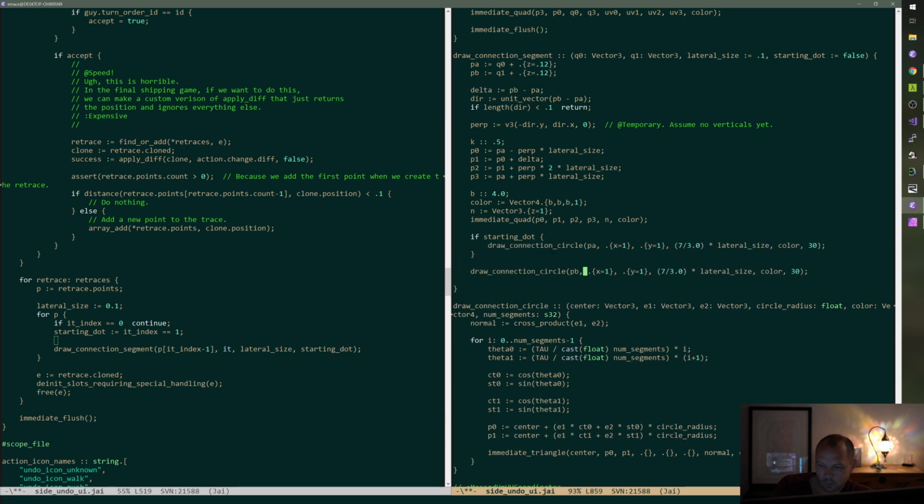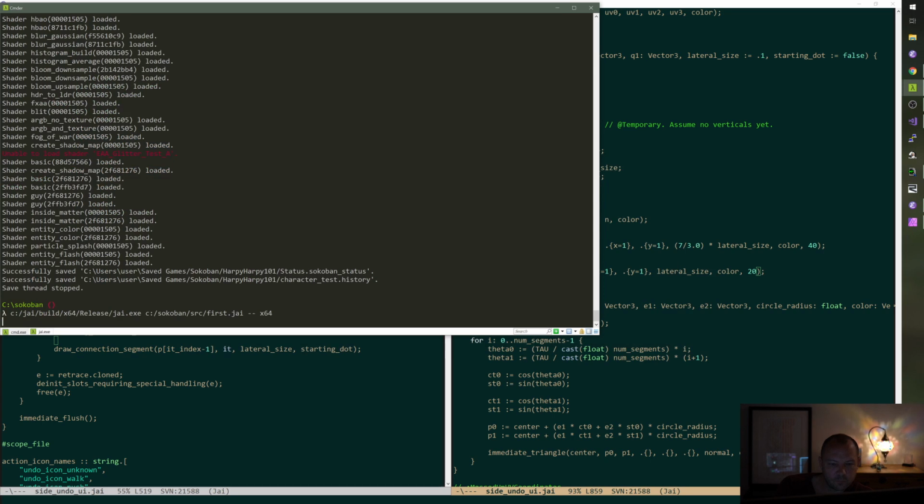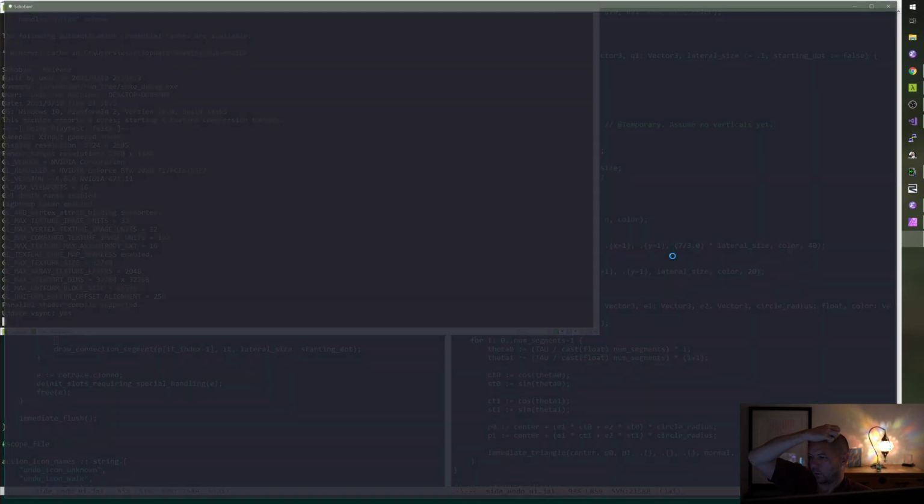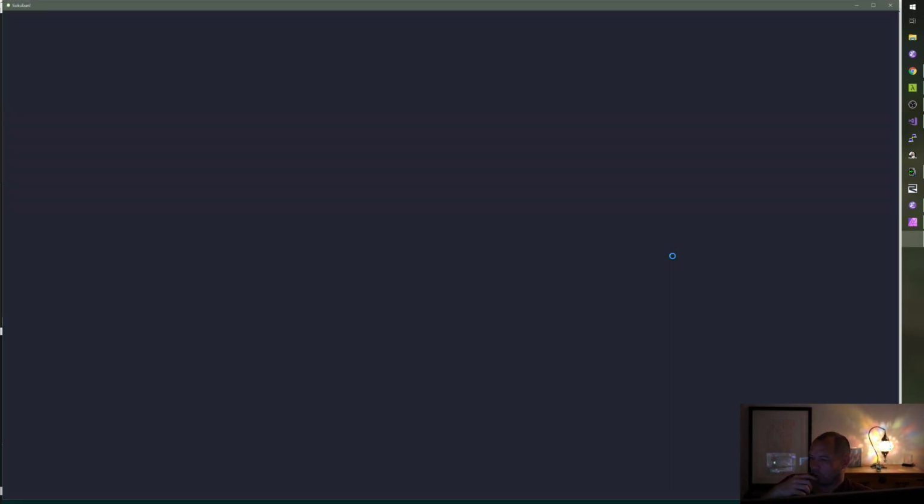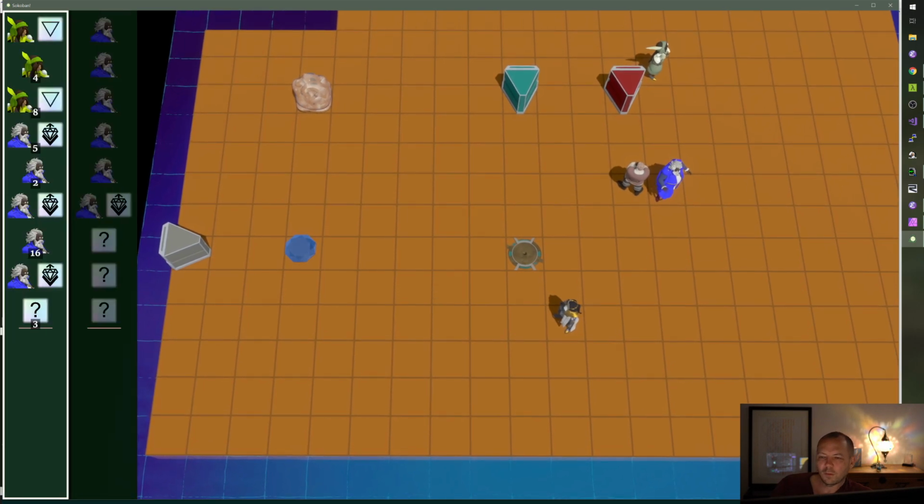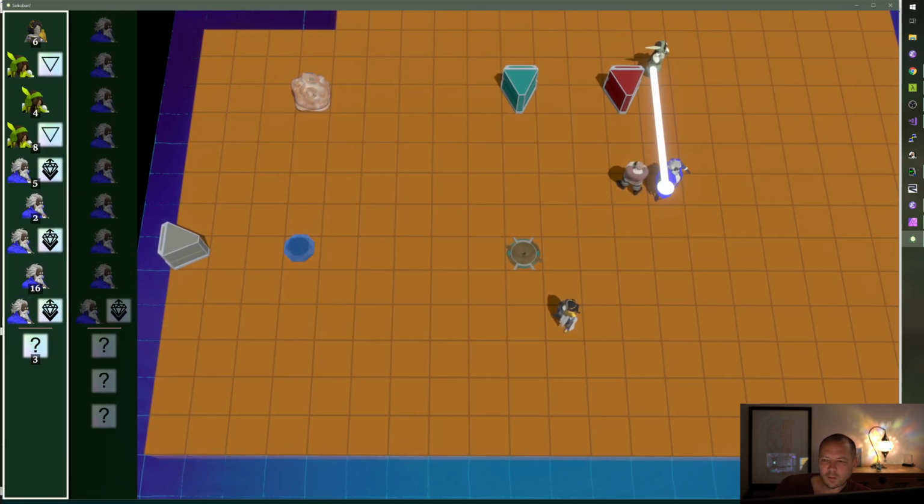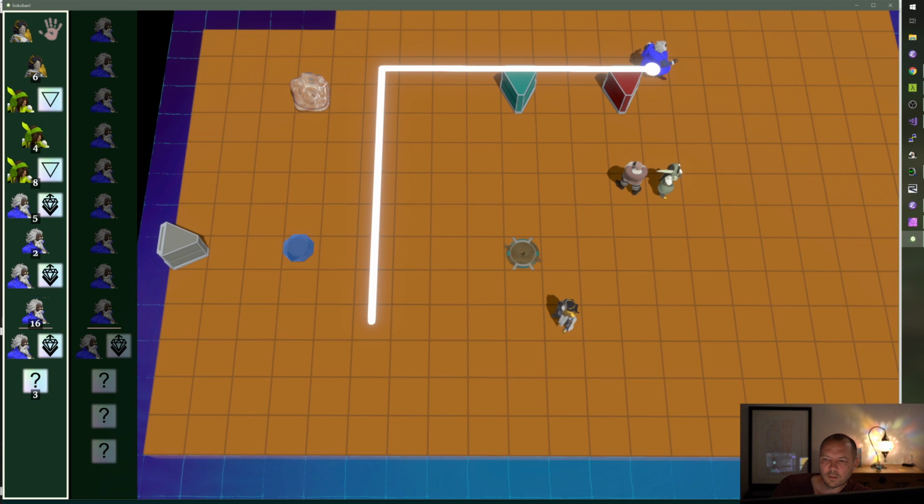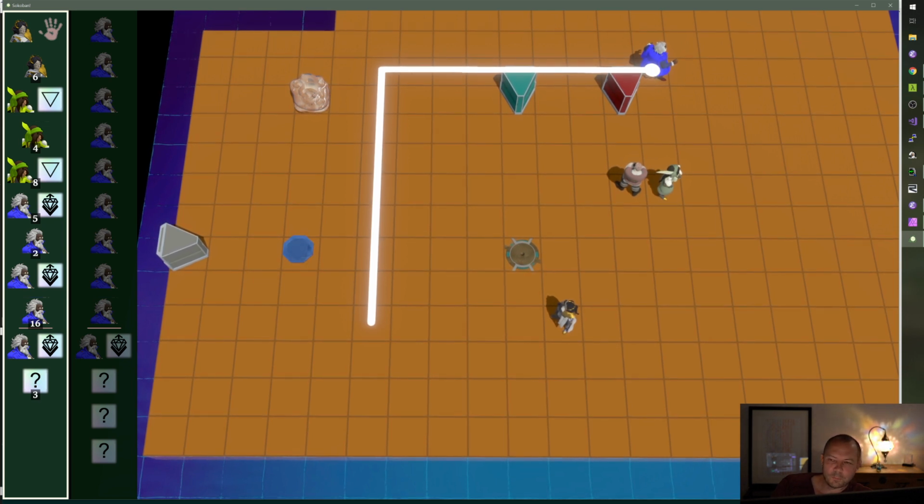PB, lateral size. Could splurge and make that 40. We could make this 16. 20, I don't know. Here we go. Shouldn't the starting circle be on the other end of the line? Yeah, actually. Yeah, you're right.